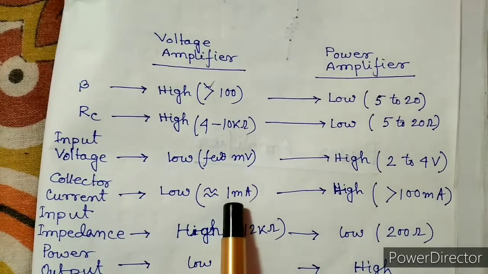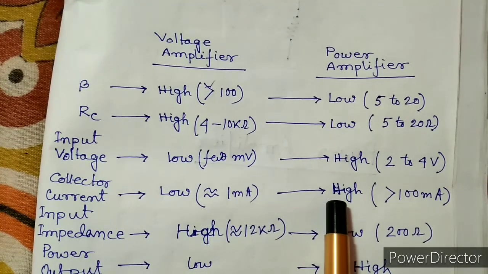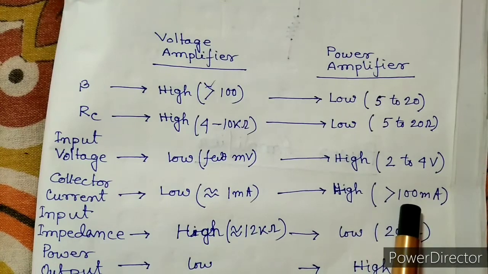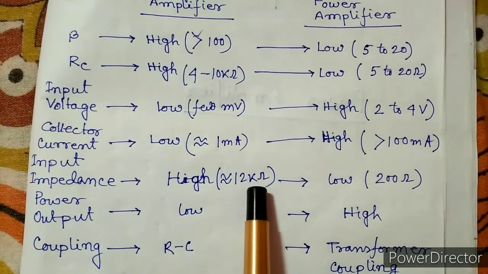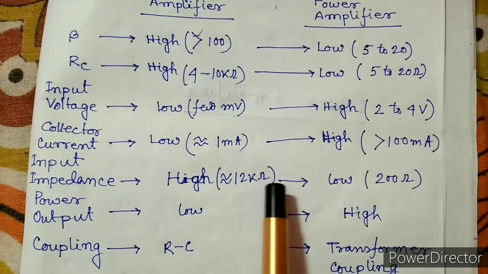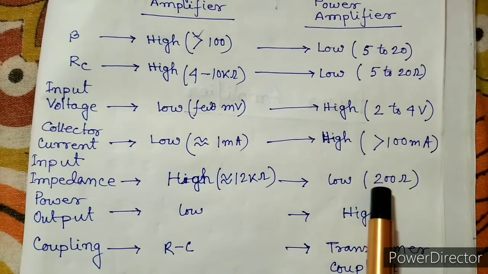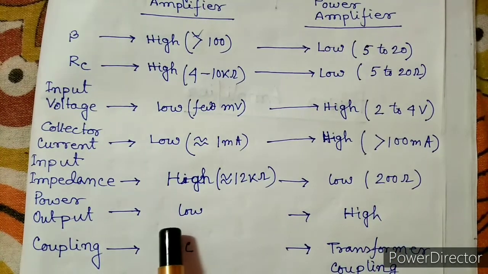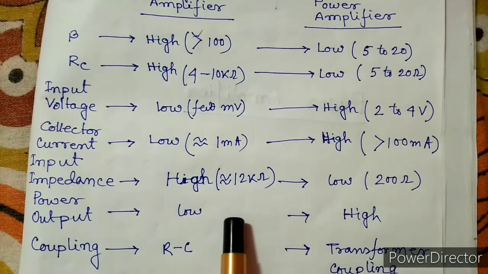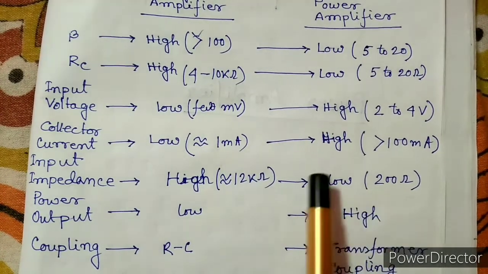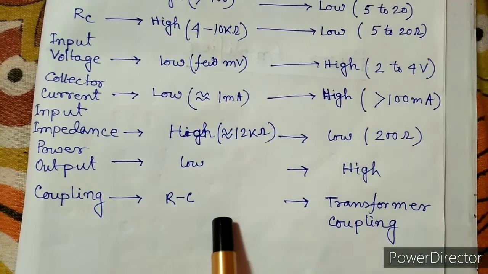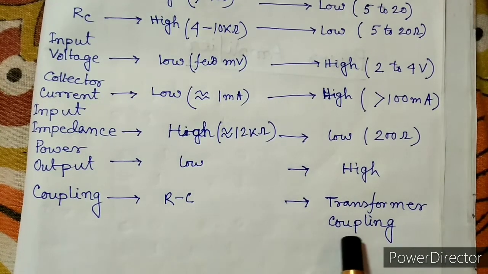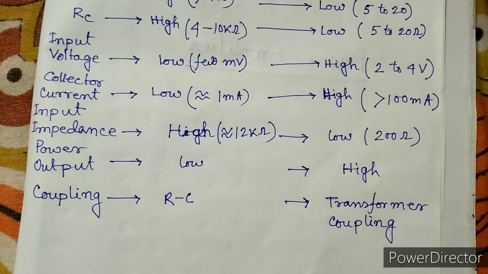Collector current is low, 1 milliampere, for a voltage amplifier. Collector current for a power amplifier is high, greater than 100 milliampere. Input impedance of a voltage amplifier is very high, about 12 kilo ohm, and for a power amplifier it is low, 200 ohms. Output power for a voltage amplifier is low, for a power amplifier it is very high. For coupling, in a voltage amplifier we generally use RC coupling, in a power amplifier we generally use transformer coupling.